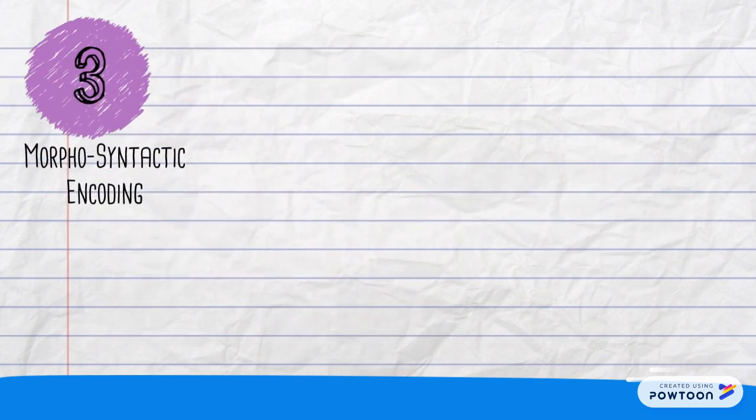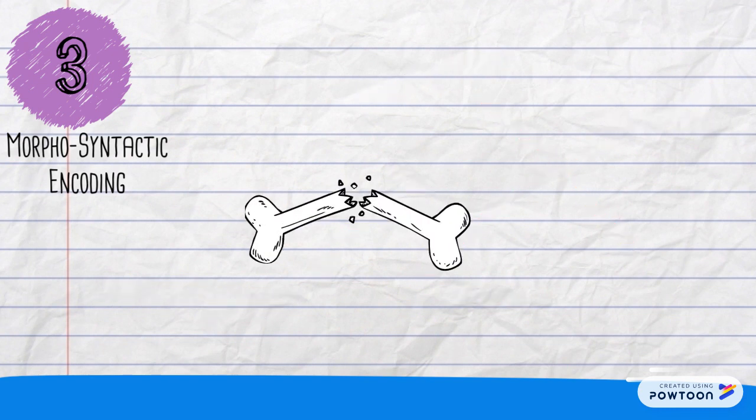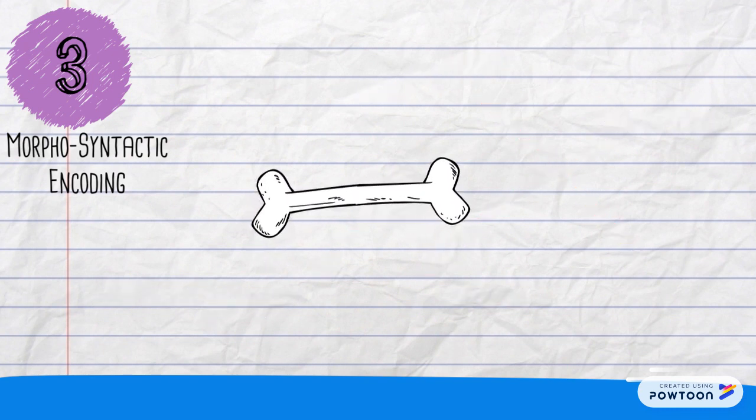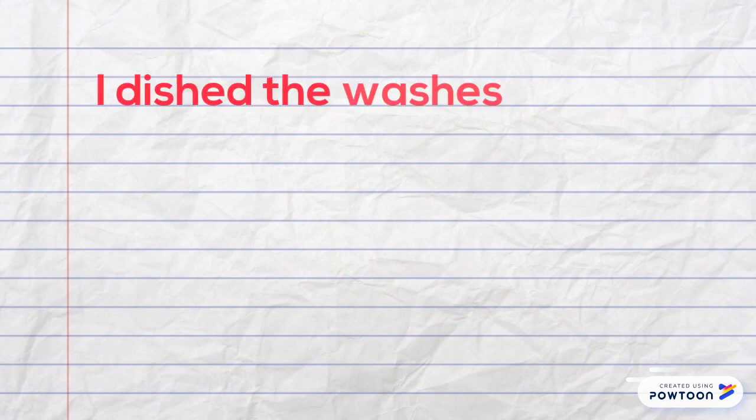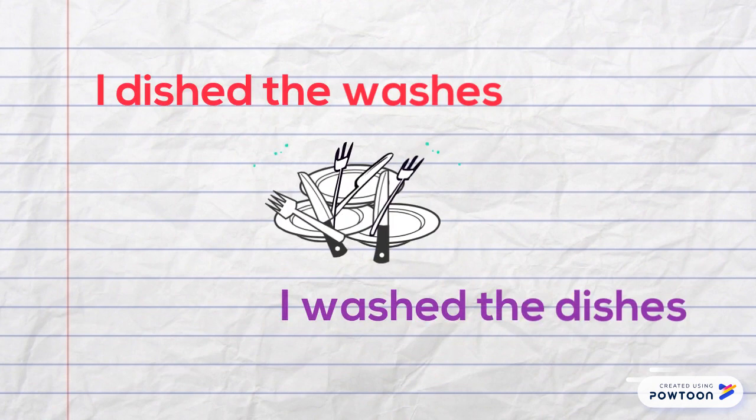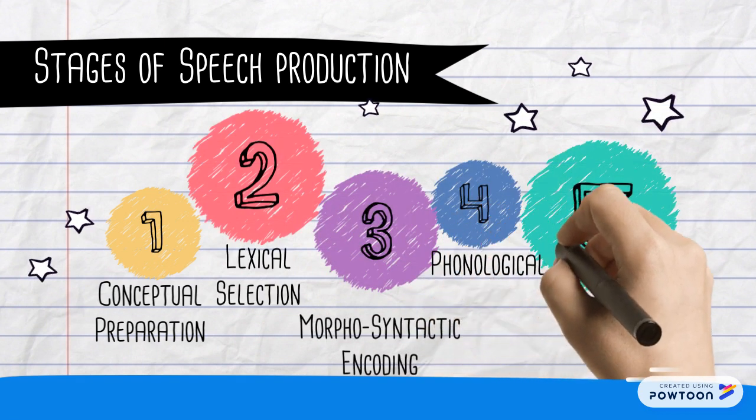The third stage is morphosyntactic encoding, which involves arranging the words according to grammatical rules. When a breakdown occurs at this level, it can result in an error called grammatical exchange. An example of a grammatical exchange speech error would be saying, I dished the washes instead of I washed the dishes.